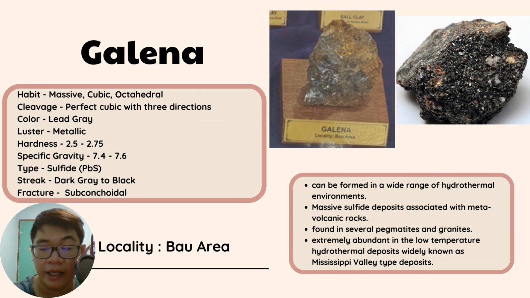Galena can form in a wide range of hydrothermal environments. It is commonly associated with massive sulfide deposits that occur with metavolcanic rocks, such as the Crandon deposit near Rhinelander, consisting of it with pyrite and chalcopyrite. Additionally, it can be found in several pegmatites and granites. One of the significant occurrences of galena is in the low temperature hydrothermal deposits known as Mississippi Valley type deposits.